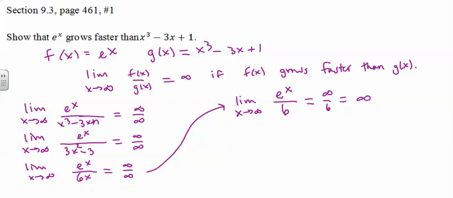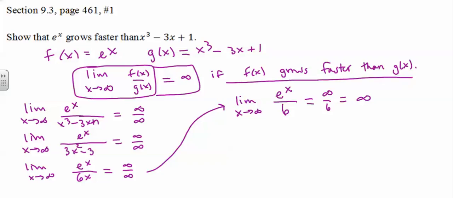And this shows that my original assumption about f of x and g of x holds. Now I know that my limit as x goes to infinity of f of x over g of x is in fact equal to infinity, which tells me that f of x grows faster than g of x, or as we were originally supposed to show, e to the x is going to grow faster than the polynomial x cubed minus 3x plus 1.